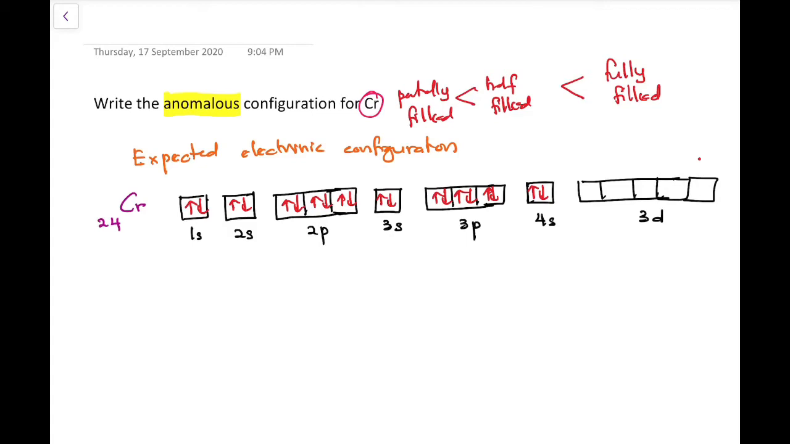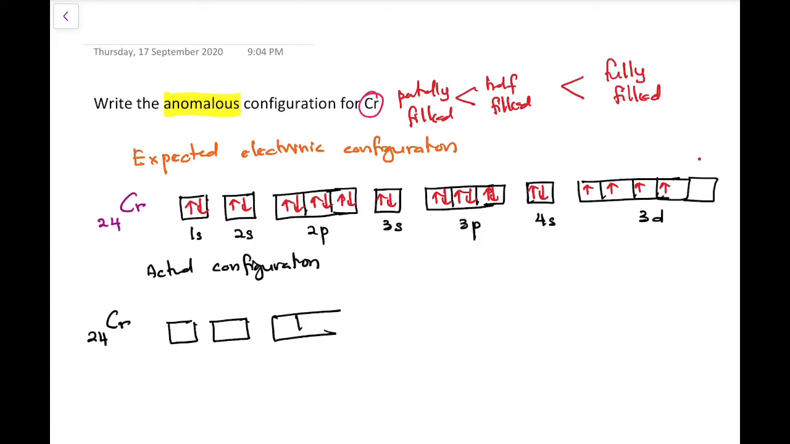10, 12, 14, 16, 18, 20, 21, 22, 23, 24. Alright, so this is the expected. So we write the electronic configuration based on the theory. But in actual, or in reality, this is not the arrangement for chromium. So we have an actual one for chromium 24. That's why we call it anomalous. The electronic configuration is not as what we expected.